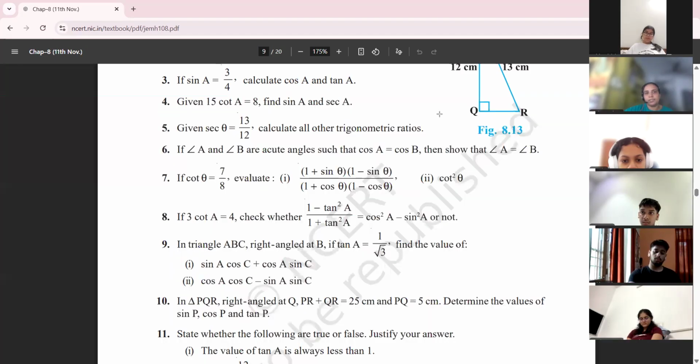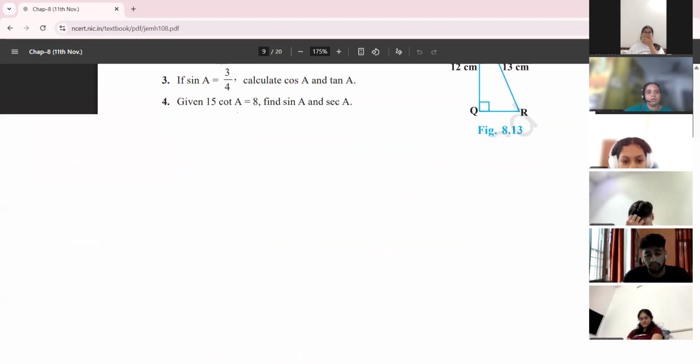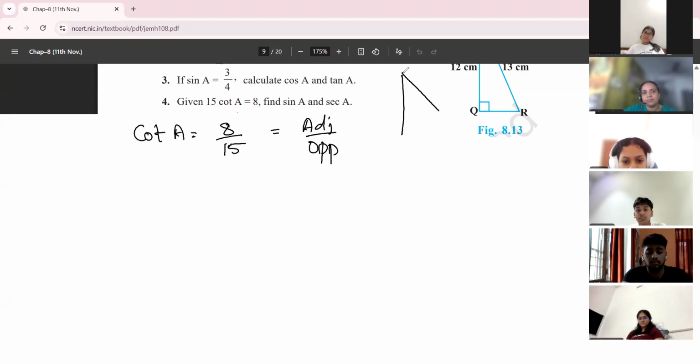In the next question, they're saying given 15 cot A is 8. Can I write from here that cot A is 8 by 15? 15 I have transposed to the other side. है ना बच्चे, clear or not? Clear now? So cot A is 8 by 15, and when I am writing this 8 by 15, can I say that this is actually the reverse of tan, opposite by adjacent? So this is actually adjacent by opposite side in a triangle.